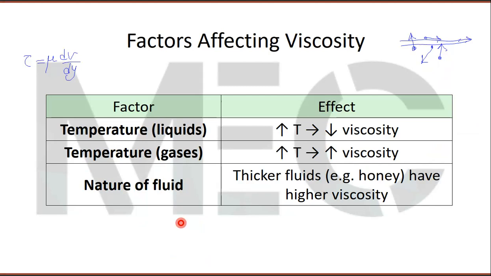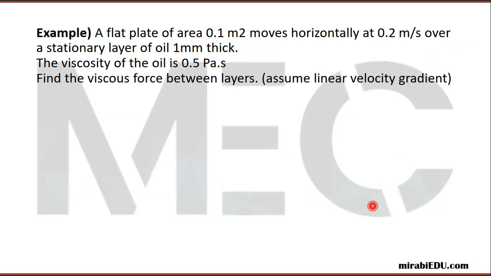Okay, so another factor affecting viscosity is the nature of the fluid. The thicker fluids, for example honey, have higher viscosity. Glycerin is another example. Glycerin is a colorless liquid which is viscous, but we'll see in the upcoming slides that honey is much more viscous than glycerin, and glycerin is more viscous than water.